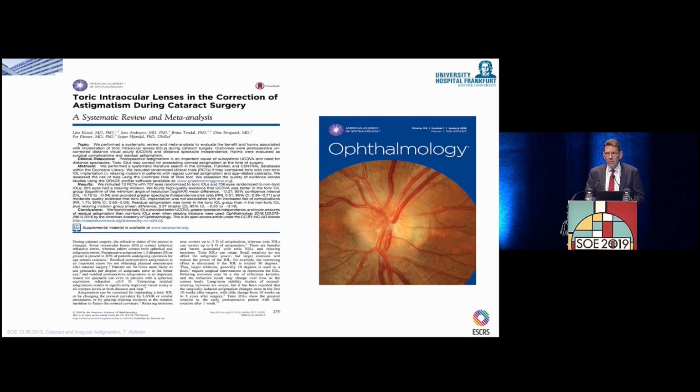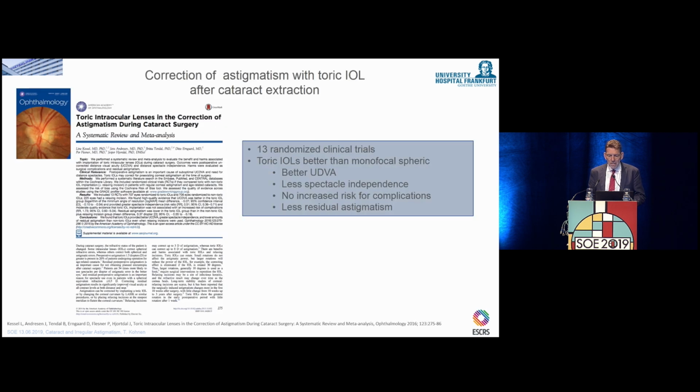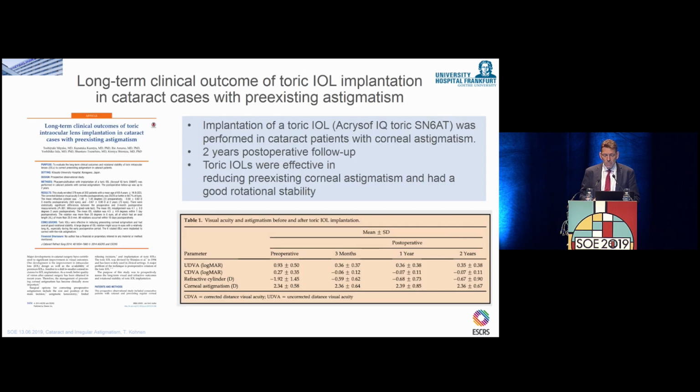If you look at the literature, there are two main papers which have summarized this. This is a toric intraocular lens paper, and basically what their three randomized trials have found is that toric lenses are better than monofocal spheric lenses. And you see here all these four topics: better uncorrected distance visual acuity, less spectacle dependence, no increased risk for complication, and reduced astigmatism.